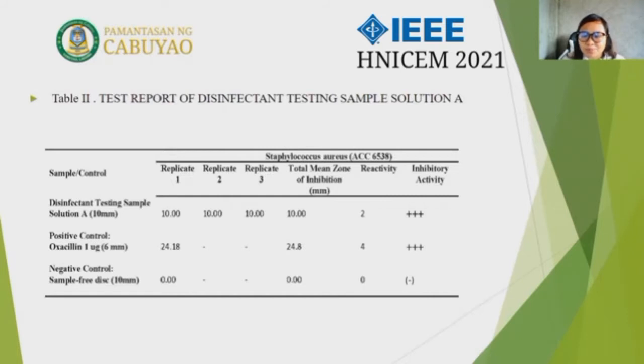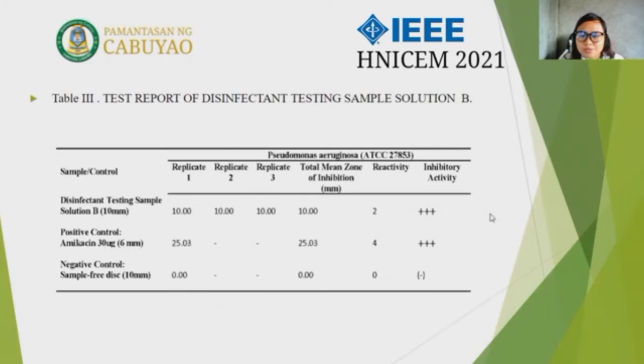The disinfectant testing test report was provided by the Standards and Testing Division of the Industrial Technology Development Institute, Department of Science and Technology. The sample provided came from our disinfectant synthesizer, and the sample-free dish, which served as negative control, had no inhibitory activity and no reactivity against the test organisms. The sample solution A shows complete inhibitory activity with mild reactivity against the test organism Staphylococcus aureus. Oxacillin 1 UG, which serves as positive control for Staphylococcus aureus, produced complete inhibitory activity with severe reactivity against the test organisms.